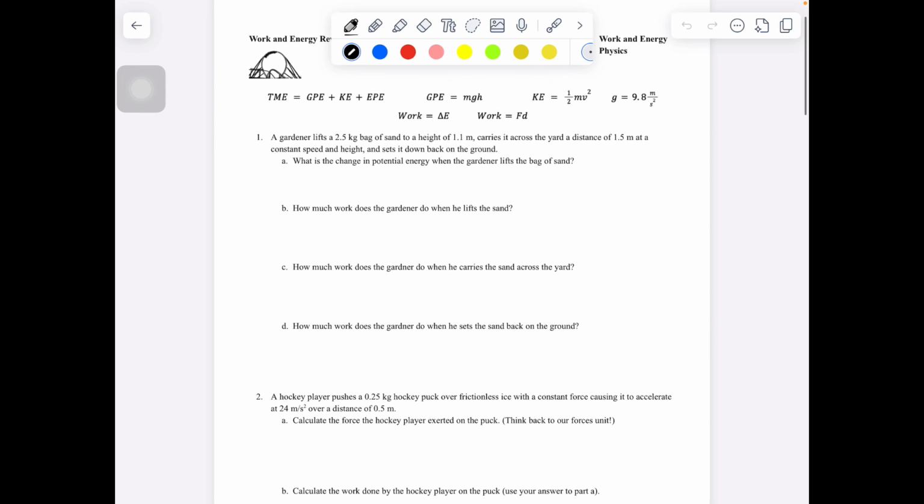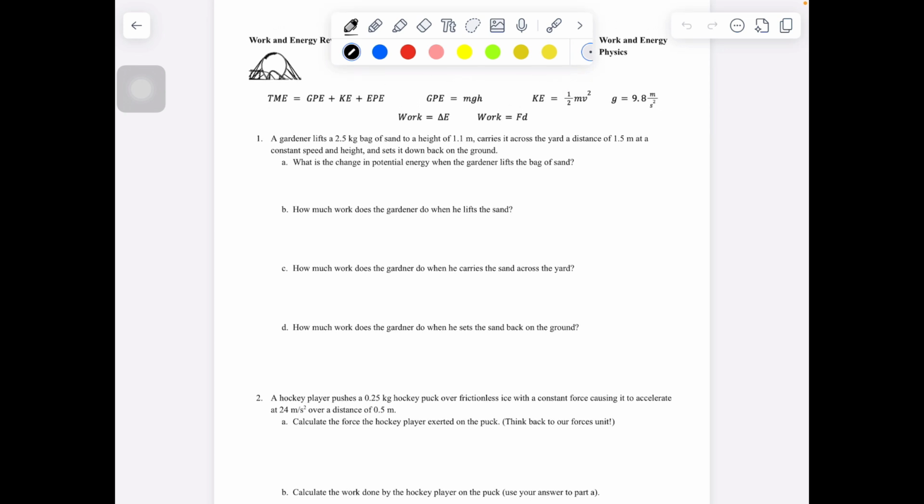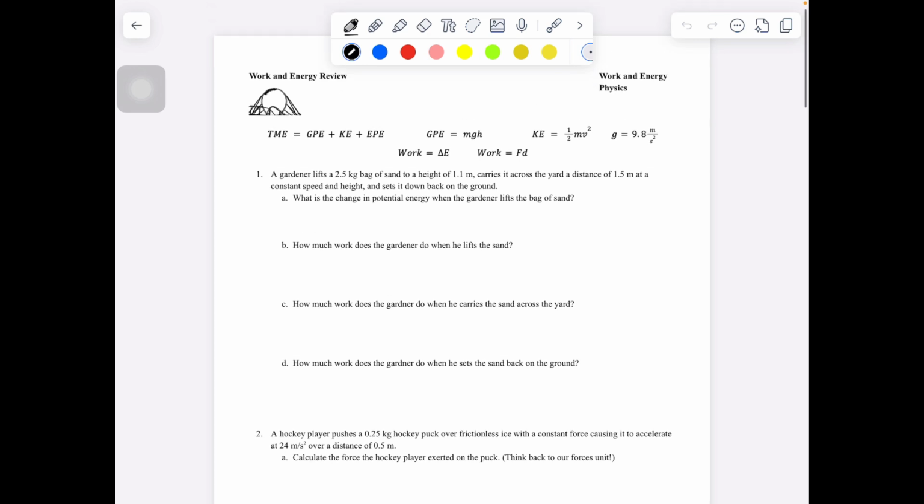A gardener lifts a 2.5 kilogram bag of sand to a height of 1.1 meters, carries it around the yard a distance of 1.5 meters at a constant speed and height, and sets it down back on the ground. Part A, what is the change in potential energy when the gardener lifts the bag of sand?